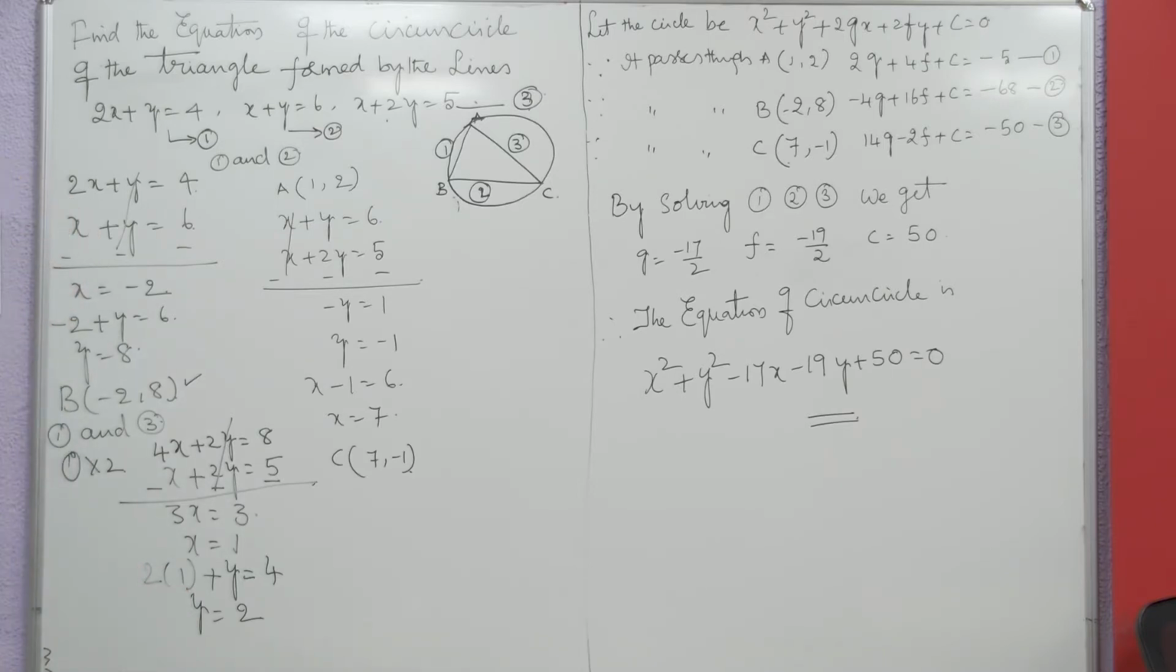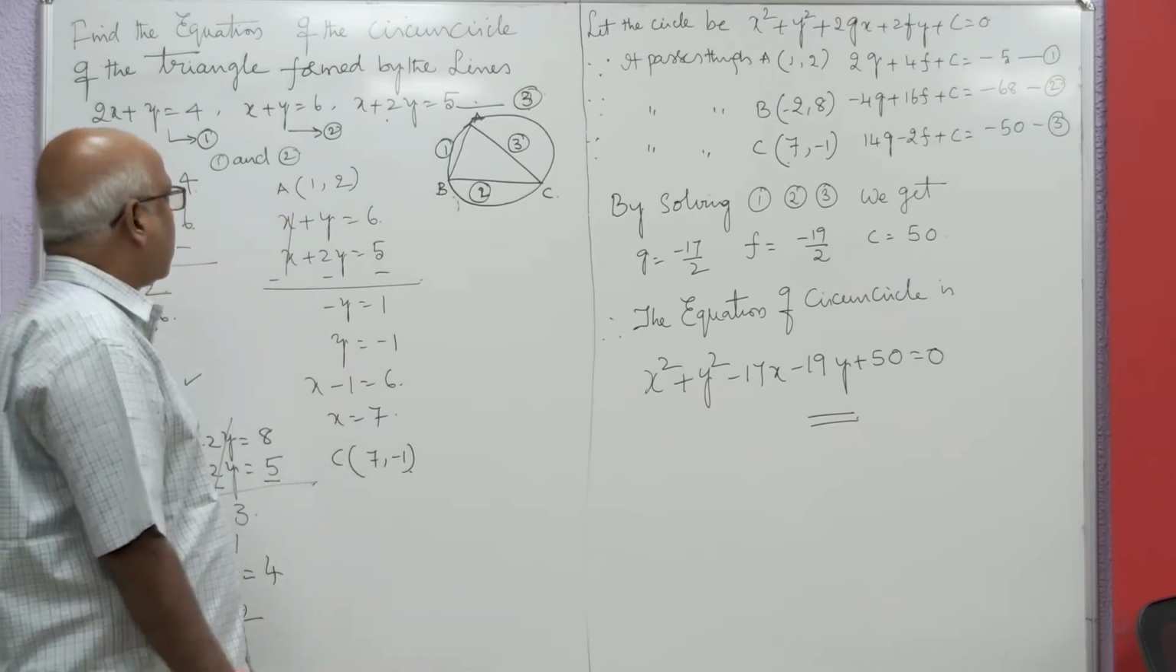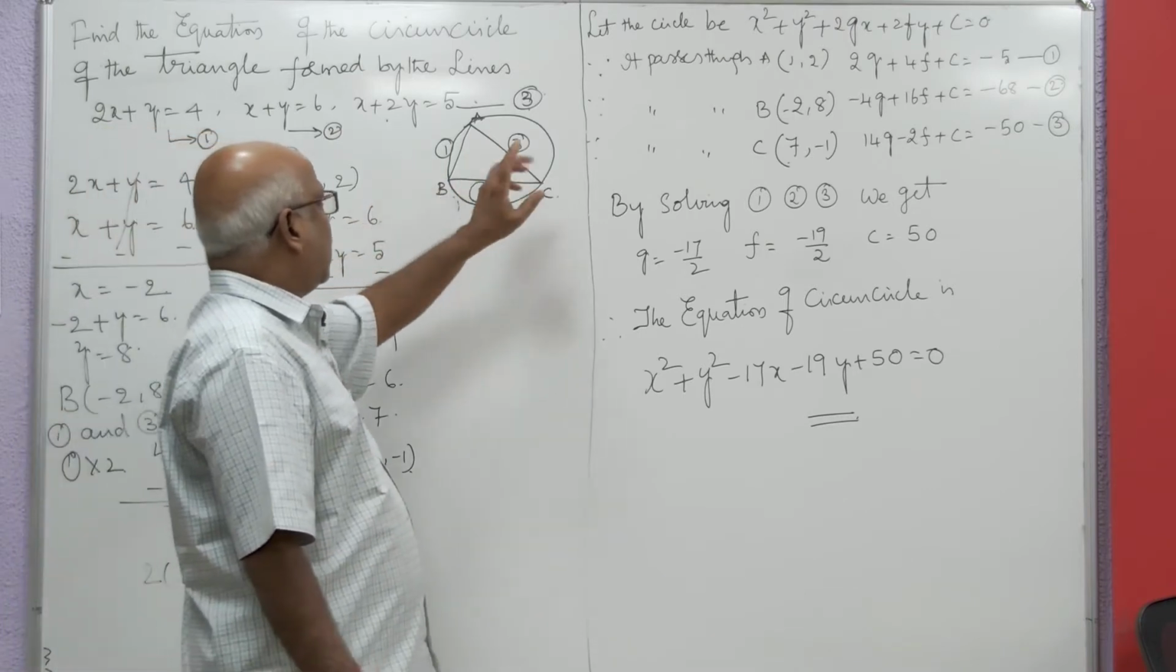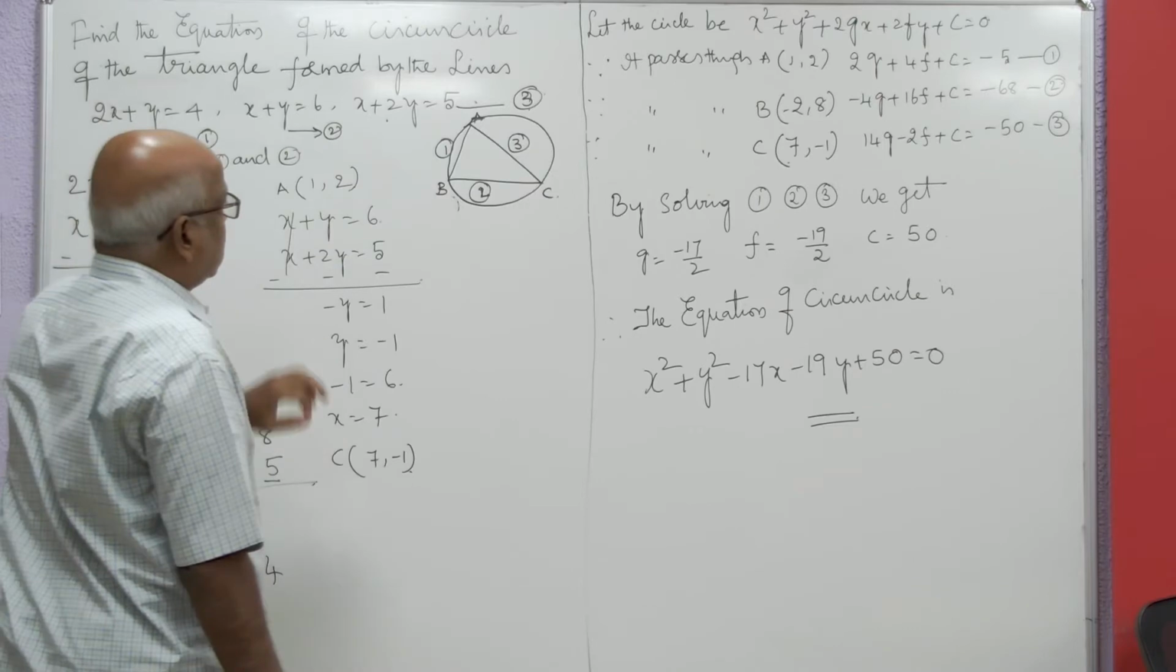Substituting x equal to 1 in 2x plus y equal to 4, 2 into 1 plus y equal to 4. Y equal to how much, sir? 2. So A coordinates 1, 2 we got. Then 1 and 3 we have taken now, 1 and 2 also we have taken.